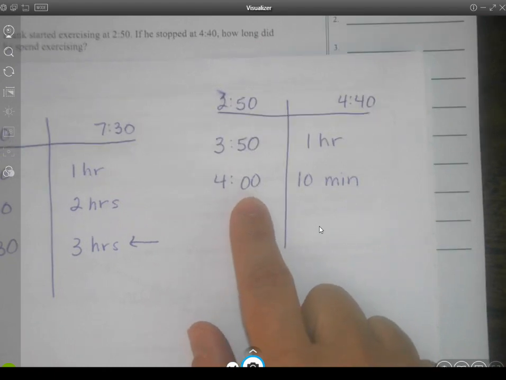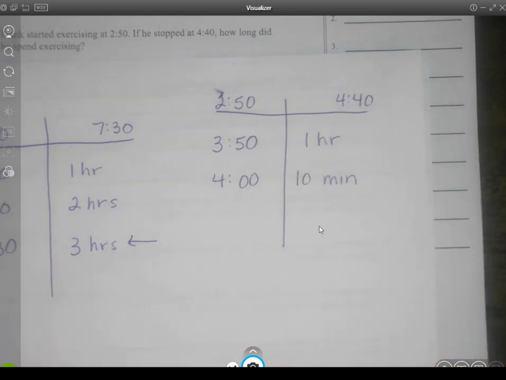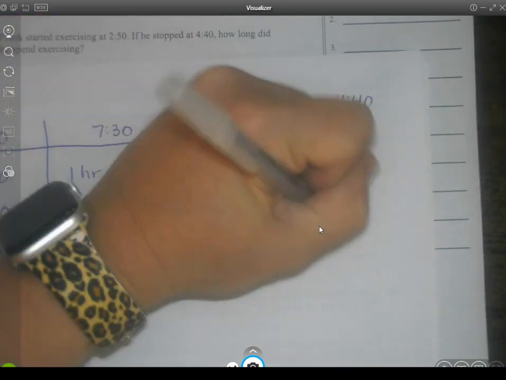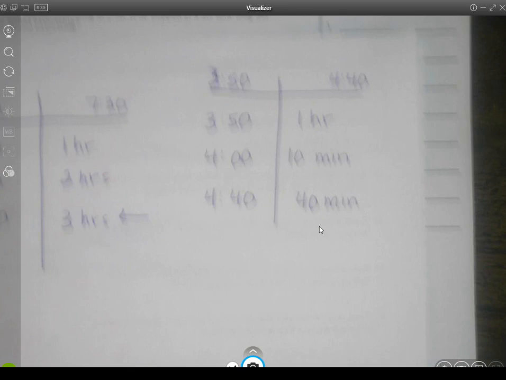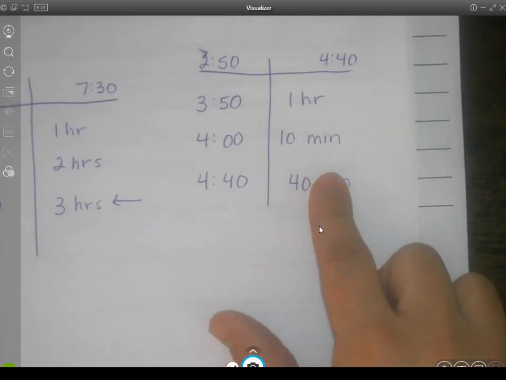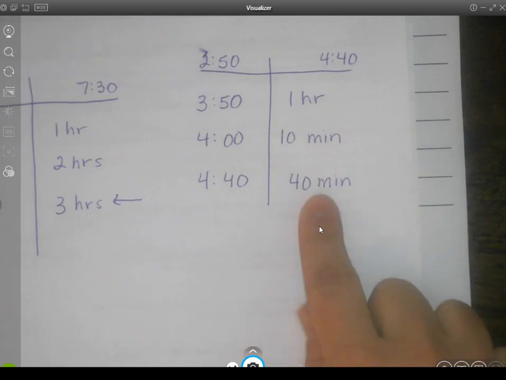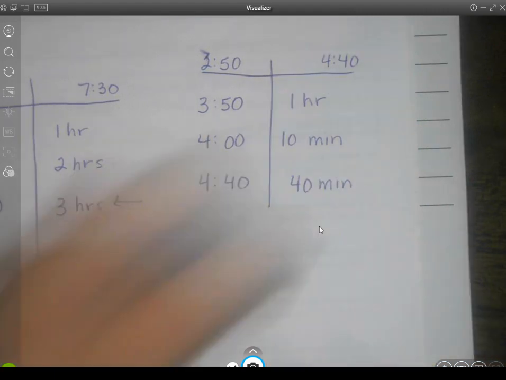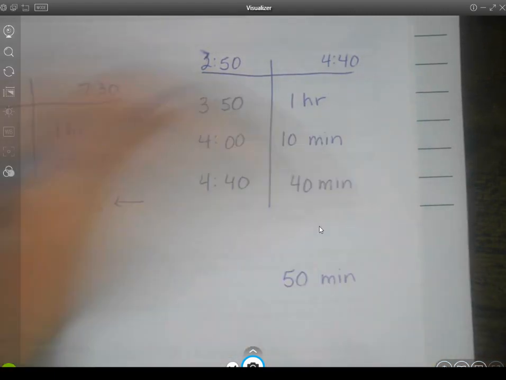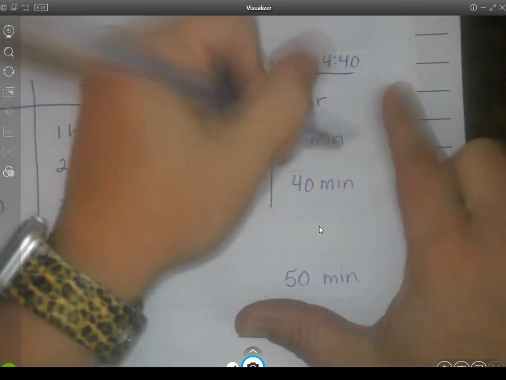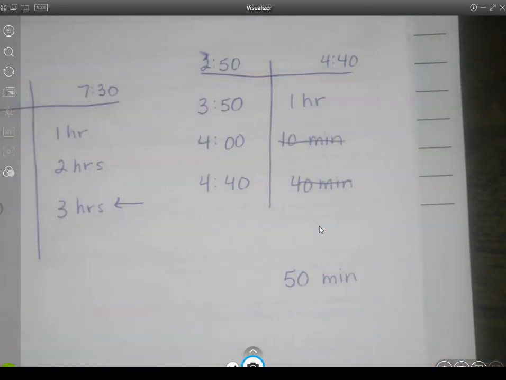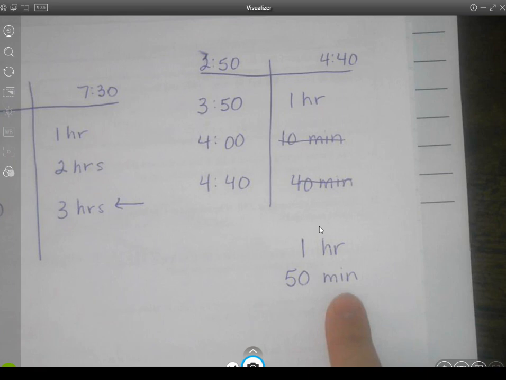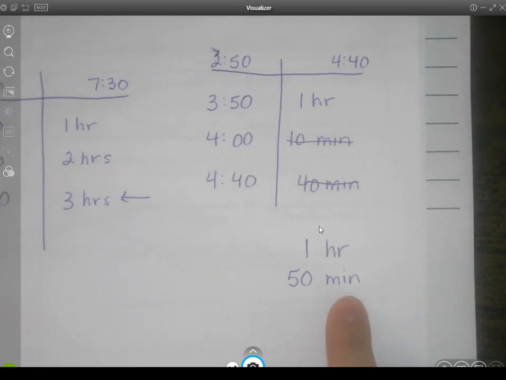Now I want to go to 4:40, but I don't have to count another hour. I just need 40 minutes. So to get from 4 o'clock to 4:40, that would be 40 minutes. So here I know, you guys, that 60 minutes is 1 hour. And here the total number of minutes that I have is 40 minutes and 10 minutes. If I add those two together, I would get 50 minutes. But don't forget, I'm going to cross these out just to keep track that I added those minutes together. But I have 1 full hour. So the amount of time that he spent exercising was 1 hour and 50 minutes.